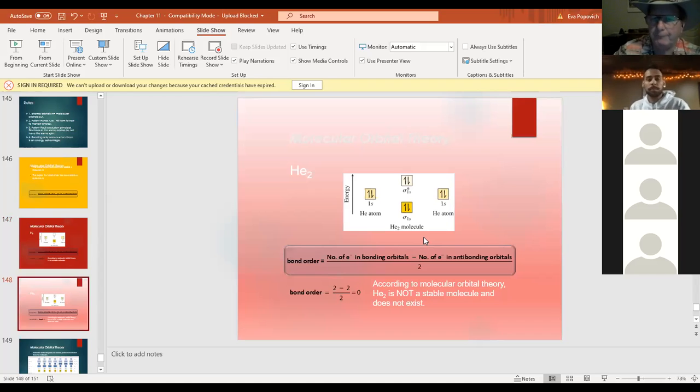Let's look at helium. Helium, again, 2 1s atomic orbitals. We form a sigma bonding 1s and a sigma antibonding 1s. This time I have 4 electrons. So using Pauli and Hund, the first 2 electrons go in the sigma bonding. The next 2 go in the sigma antibonding. In the case of helium He2, I have 2 minus 2 over 2. I have 0. What this is telling me is that He2 does not exist. And that is true in effect.